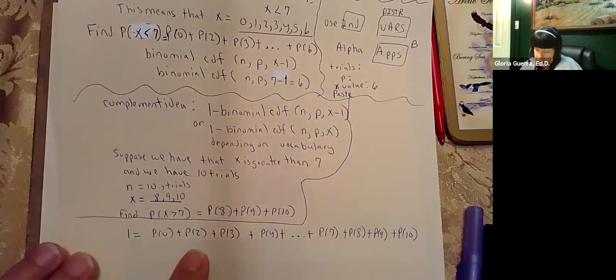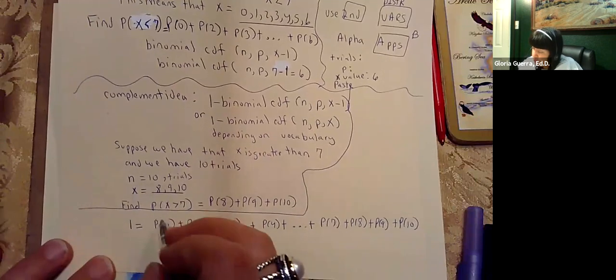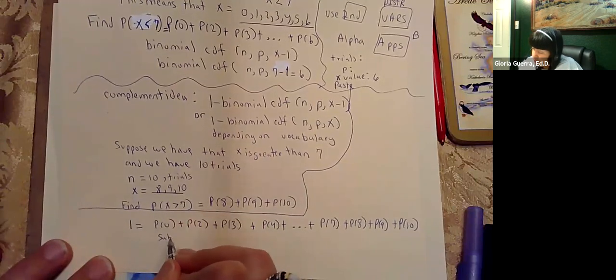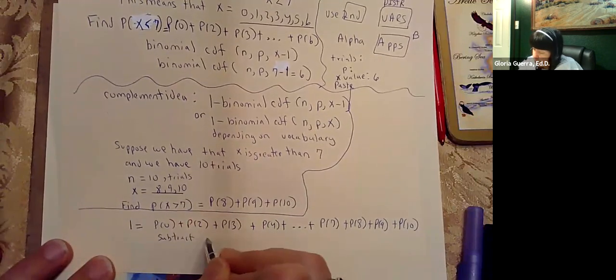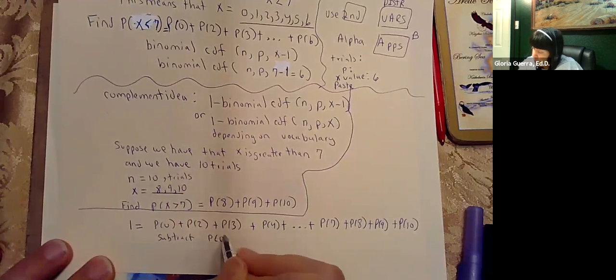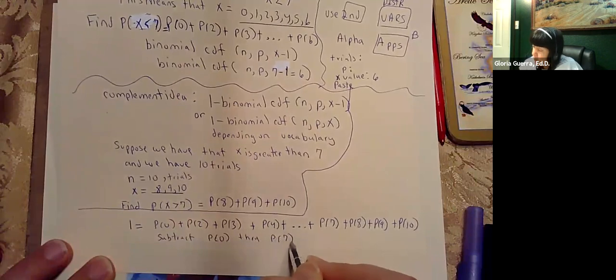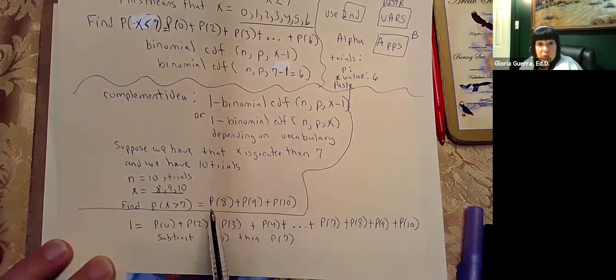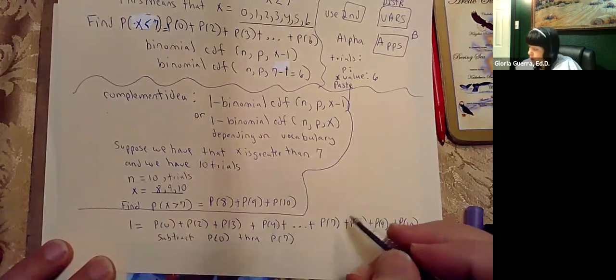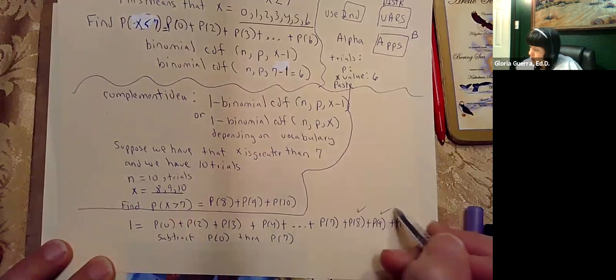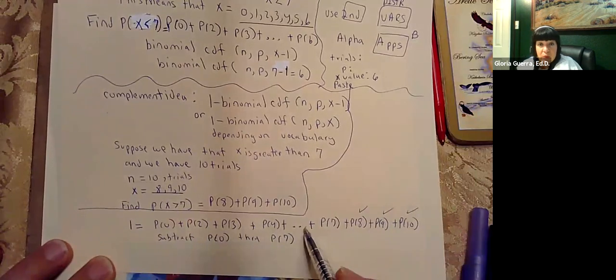So all these, when you add these up, have to equal exactly 1. Okay, these probabilities. And so what we have to do is subtract probability of 0 through probability of 7. See, because we want to find this. We want to find 8, 9, and 10. So we need to subtract all of these.